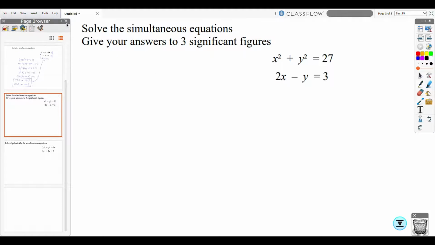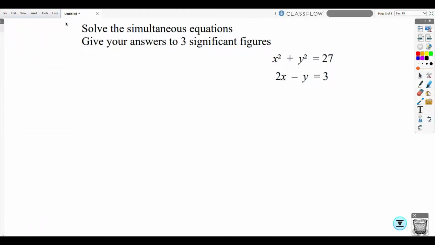Let's try a hard example here. As you can see, this question wants you to give your answers to three significant figures. So you know when you factorize, you'll probably have to use the quadratic formula. Now what we notice about the second equation is we've got a 2x this time. So it might be easier if we make y the subject of the formula. When we do that, we'll get y is equal to 2x minus 3.